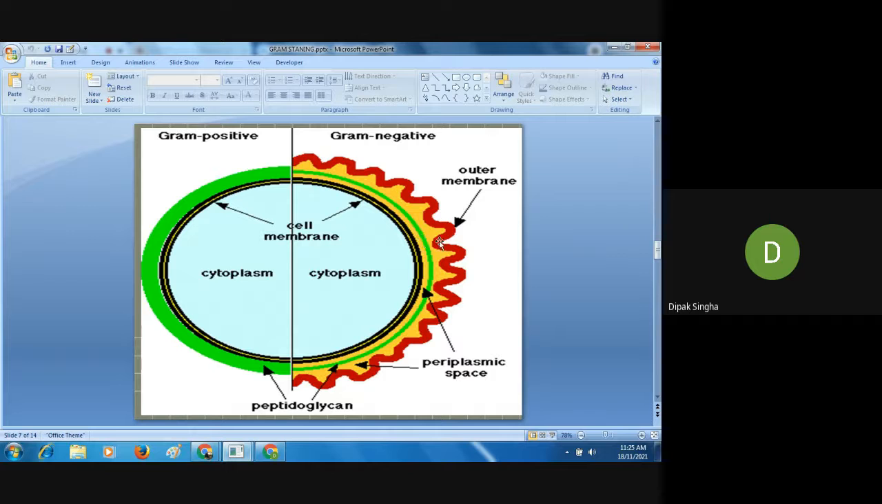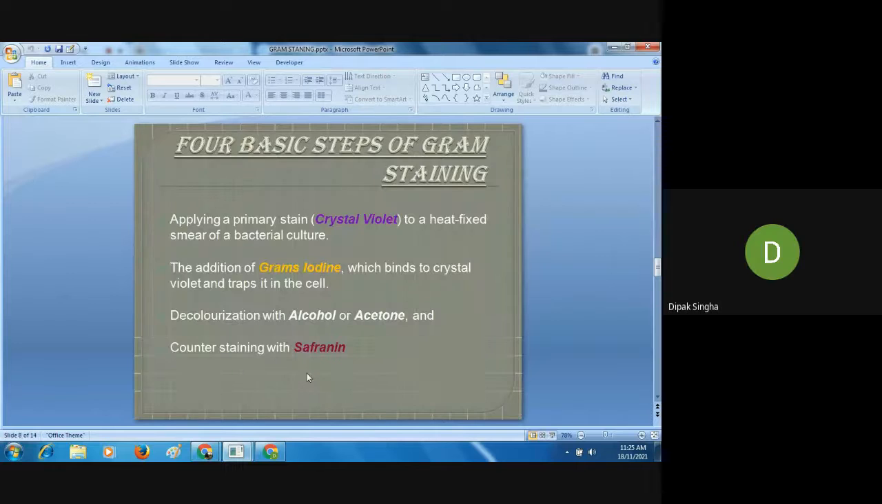So the outer covering of the microbes or bacteria is very important. Their structural configuration in gram positive and gram negative is very, very important, and based on this knowledge you can very easily choose the proper antibiotic. Okay, understood? Yes, sir.